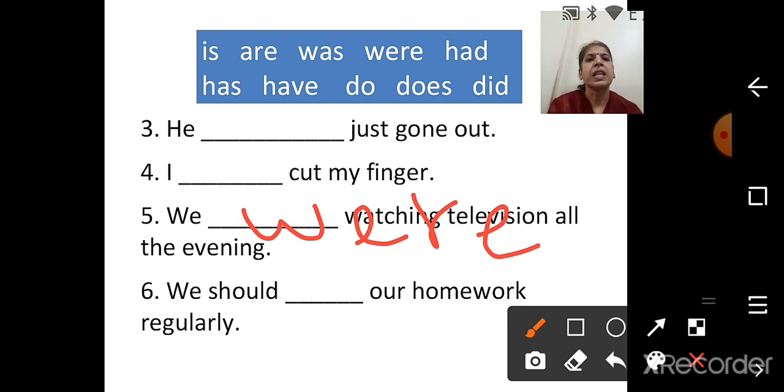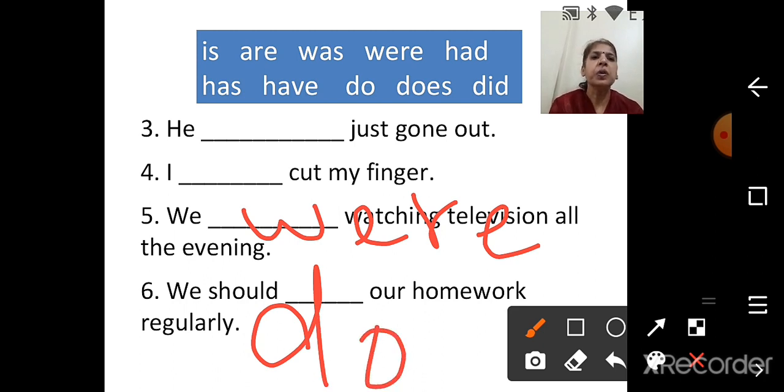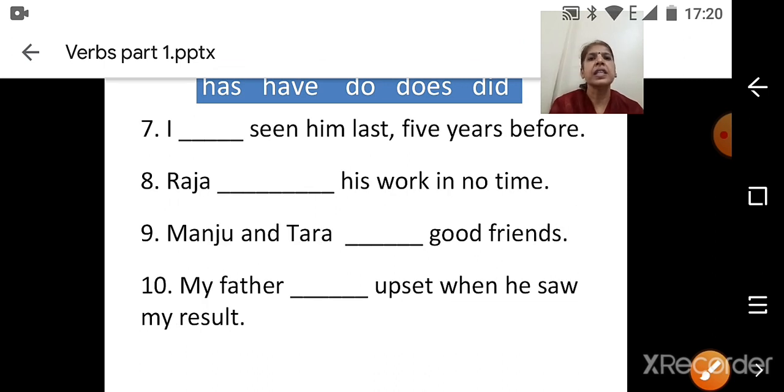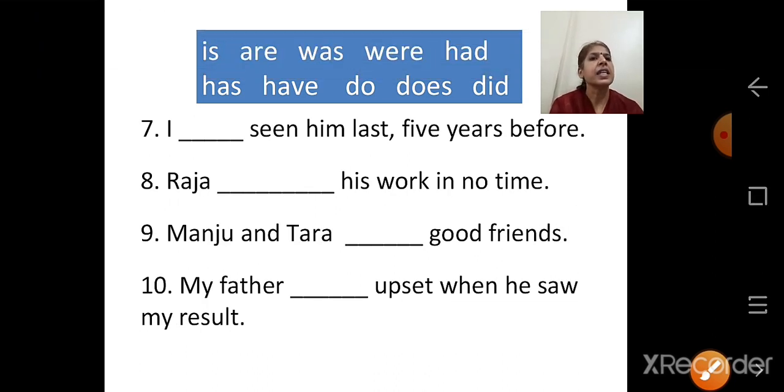Next one is: we should dash our homework regularly. We should do. We should do our homework regularly. Next is: I dash seen him last 5 years before.